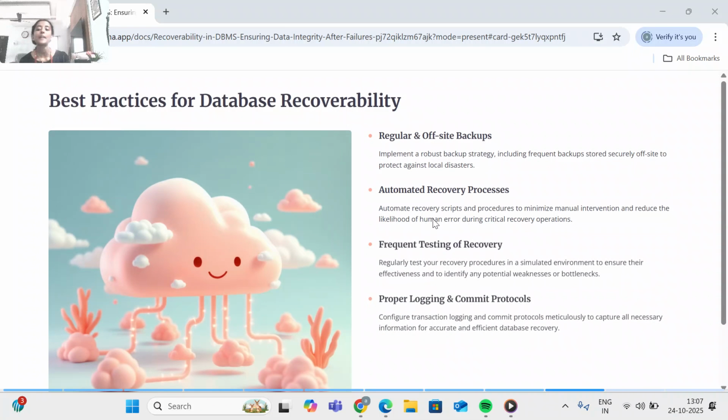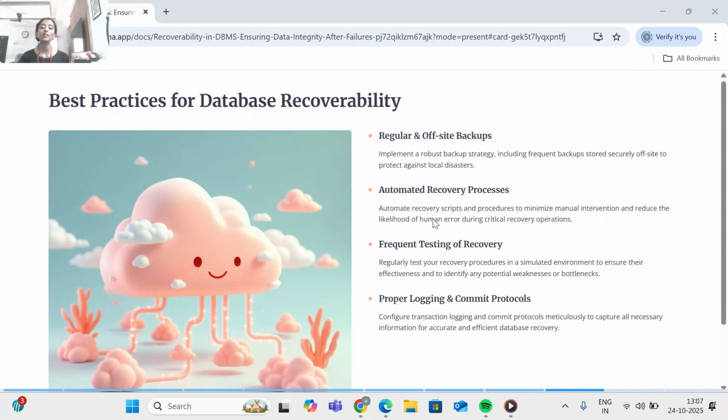Coming to the best practices for database recoverability. Regular and off-site backup: implement a robust backup strategy including frequent backups stored securely off-site to protect against local disasters. Automated recovery process: automate recovery scripts and procedures to minimize manual intervention and reduce the likelihood of human error during critical recovery operations. Frequent testing of recovery.